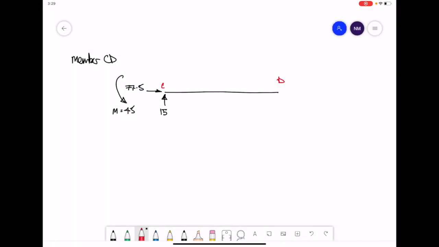Now considering the last member CD, the forces going into the member, 77.5 to the right, 15 going up, anti-clockwise moment of 45. Now on this member we have one load which is 15 kilonewtons in the middle of that member, and attached at point D we had a roller support, and back at the very start we worked out that the reaction VD was 77.5 kilonewtons.